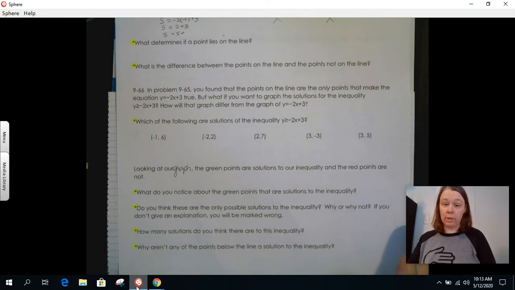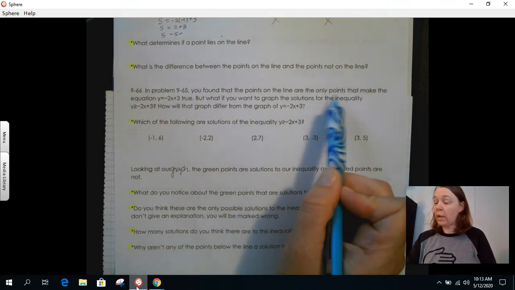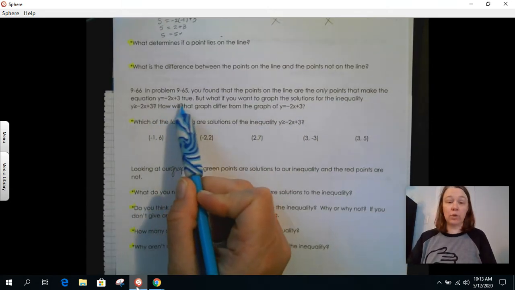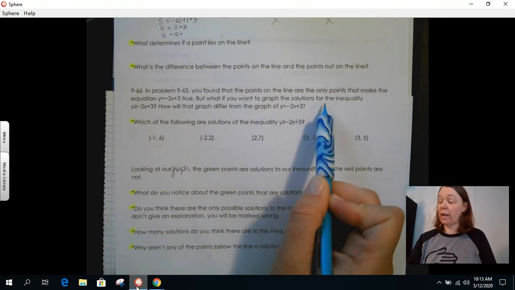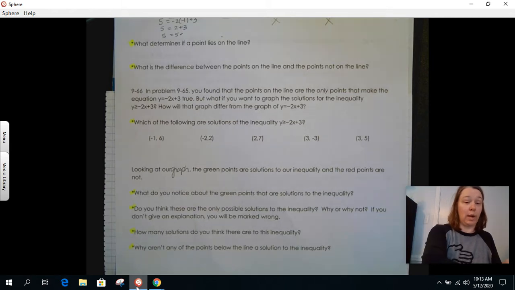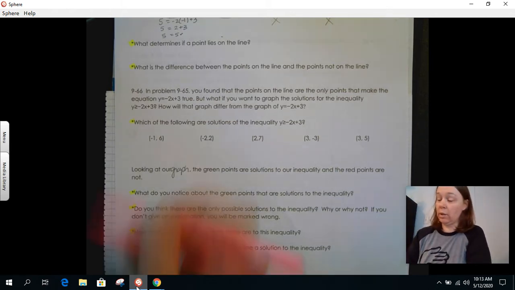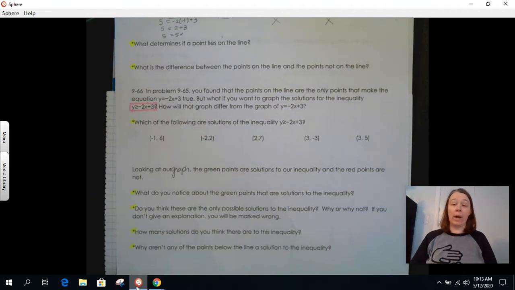So in number 65, we just found that the points on the line are the only points that make the equation y = -2x + 3 true. But what if you want to graph the solutions for the inequality y ≥ -2x + 3? That's what we're going to look at next. So how will that graph be different from the equation?